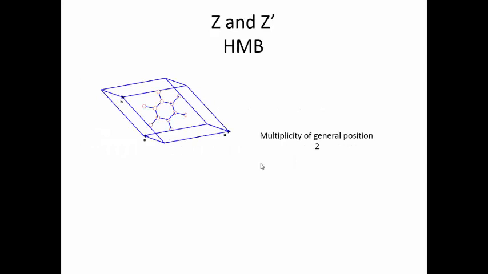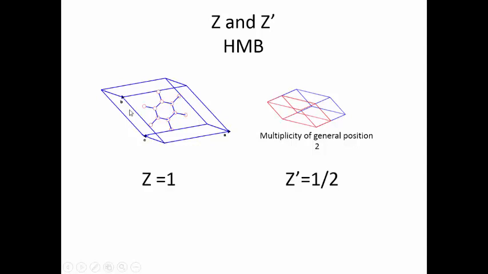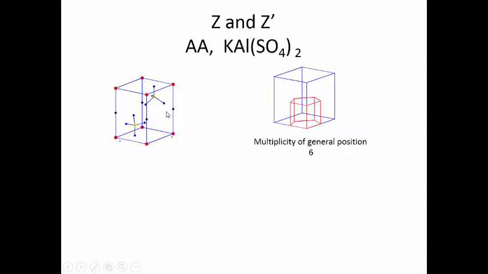So let's look at hexamethylbenzene. That has a multiplicity of 2. You can read that in the international tables. I just showed you where that was. And so we have one molecule here, and Z prime is equal to a half. So all we have to do is calculate half the atoms, and we can use in 3 dimensions the inversion point, or you can use the projections if you want to.